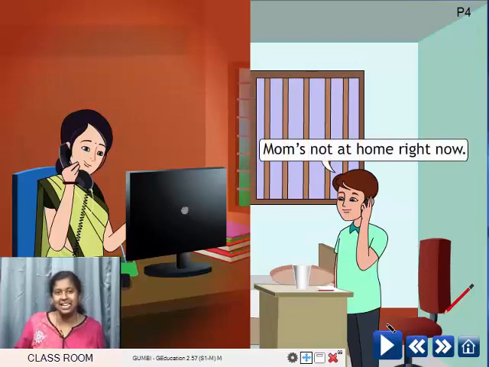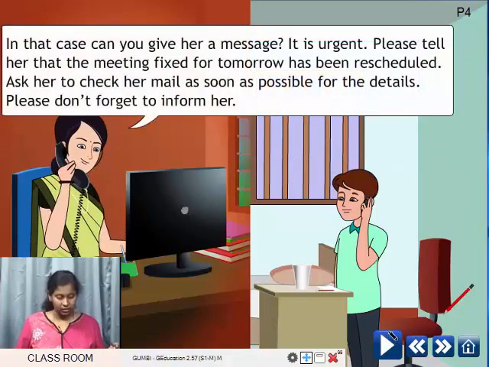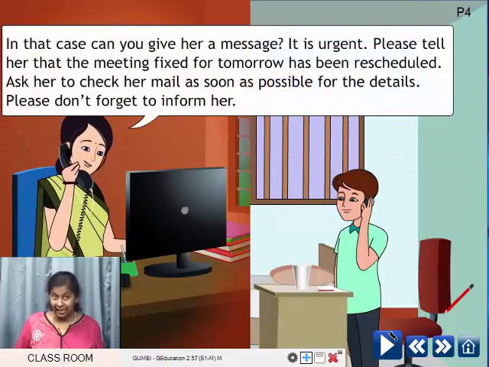Now let's see what Siddharth says. Mom's not at home right now. In that case, can you give her a message? It is urgent. Please tell her that the meeting fixed for tomorrow has been rescheduled. Ask her to check her mail as soon as possible for the details. Please don't forget to inform her.